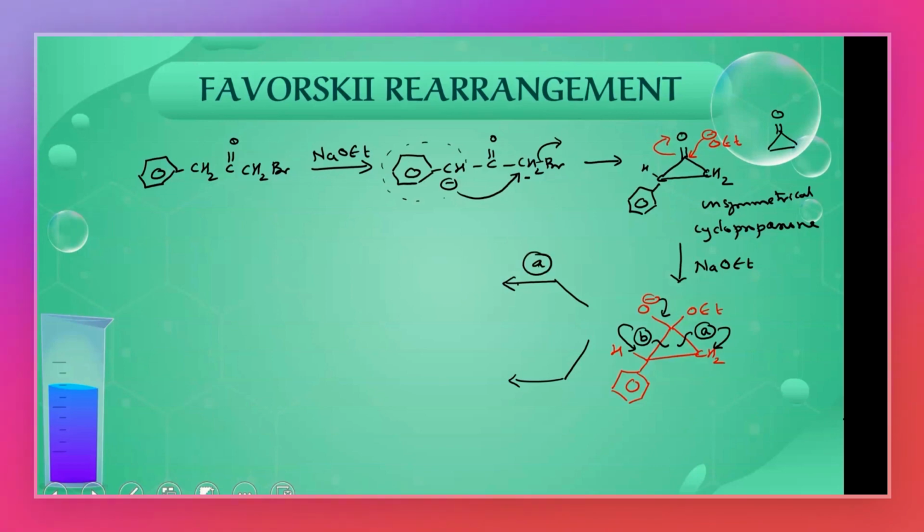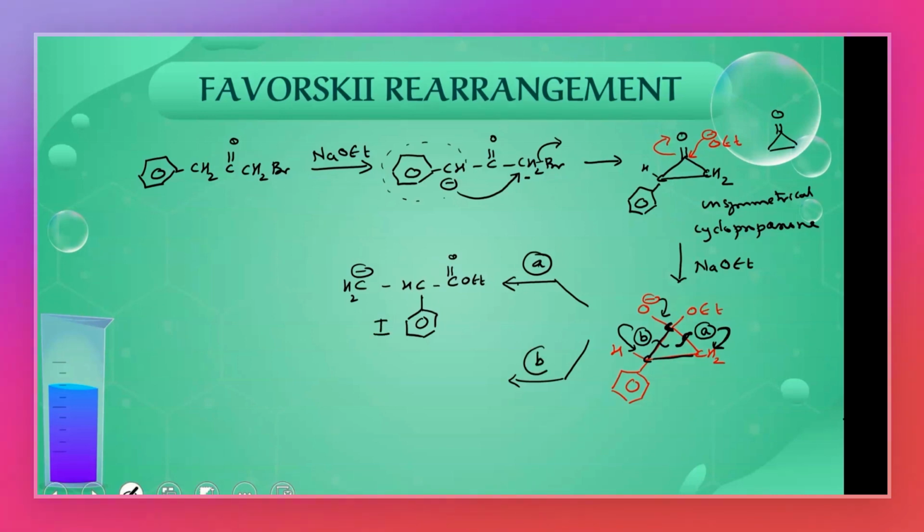Suppose I have A cleavage. So this is a carbon which contains the ester, COOEt. Since the A bond has cleaved and the electrons are shifted to the CH2, this carbon will be attached to the phenyl containing carbon, and the phenyl carbon is attached to the CH2 carbon. And the CH2 carries a negative charge. So this is carbanion 1.